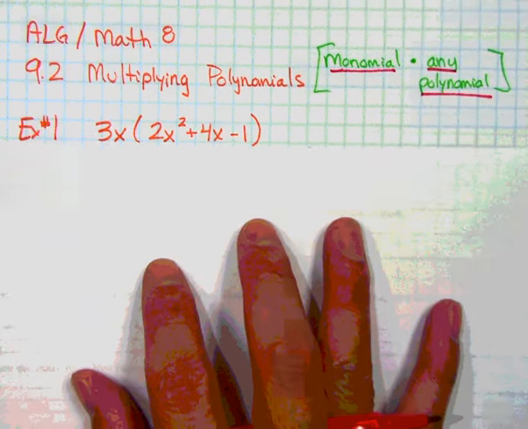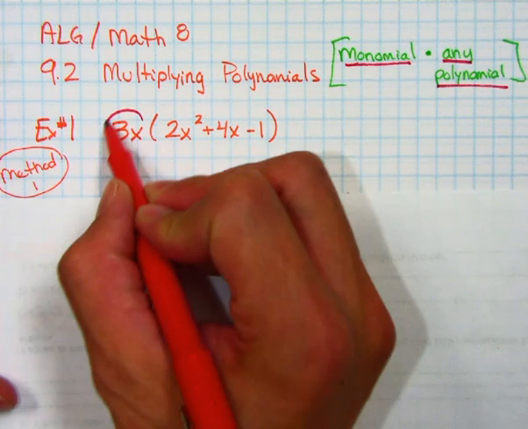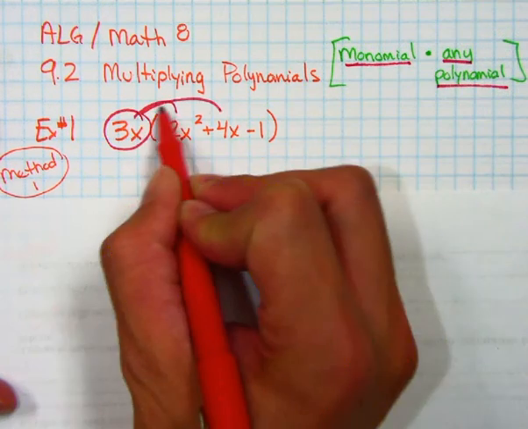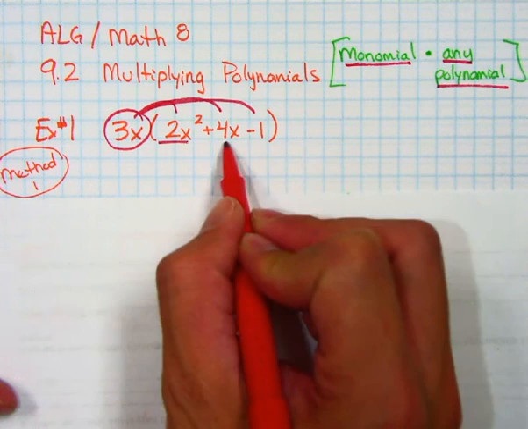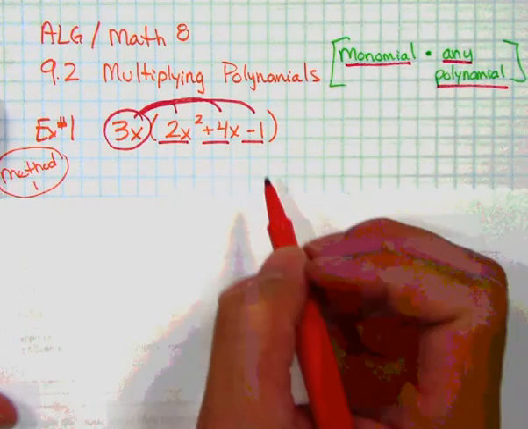In my first example, this is one method that you can use. It's just using the distributive property. So if you were to take 3x and multiply with each of the three terms, 1, 2, 3 terms that are in there, you can multiply one at a time.